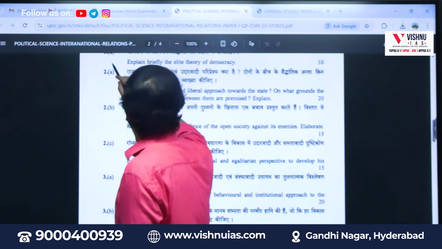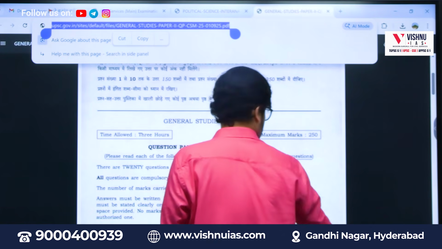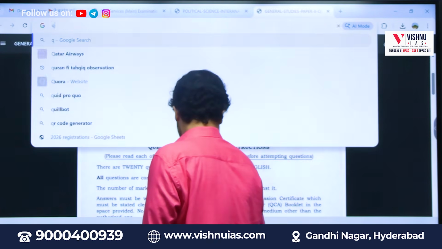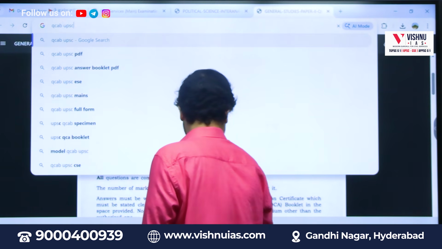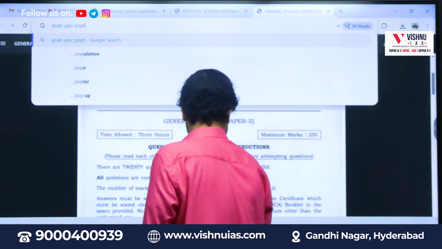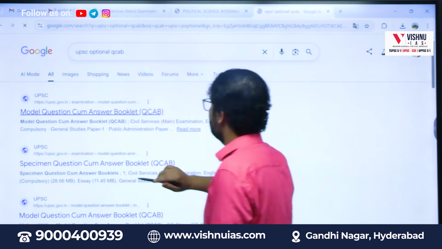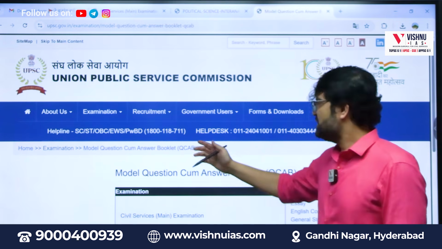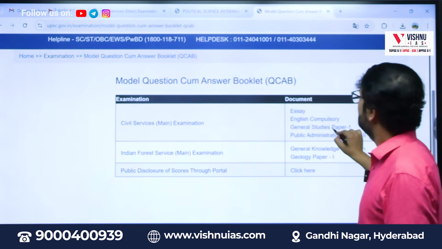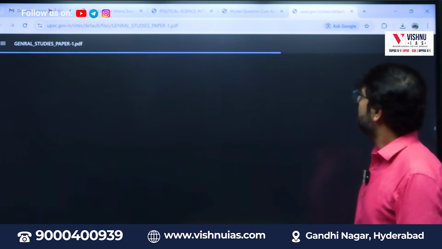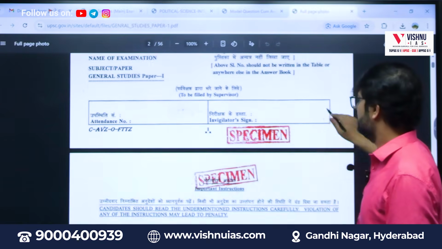So if your doubt, let me just, is this a GS? Okay. Same thing. QCAB, UPSC, optional. QCAB stands for question cum answer booklet. So this is what you get. Let me just see for once a moment.